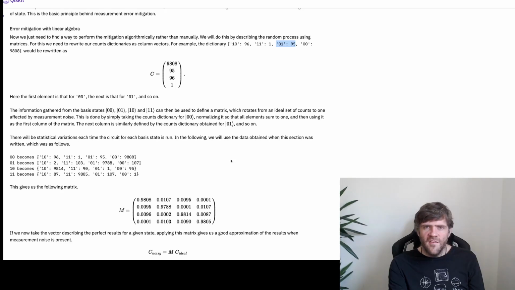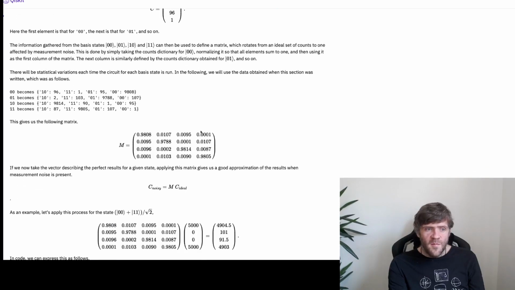So with this, we can write down the column vectors that result from all of the different results for all of the different input bit strings. So this 0, 0, as we've said, has 9,808 for its 0, 0, 95 for its 0, 1. So let's write that in the first column. Here's the 9,808, but this time normalized. There's the 95 normalized, and so on. The next column is then for the results from 0, 1. So 0, 0 comes out 107 times. So there's our normalized 107. The 0, 1 comes out 9,788 times. So let's write out our normalized 9,788, and so on and so forth.